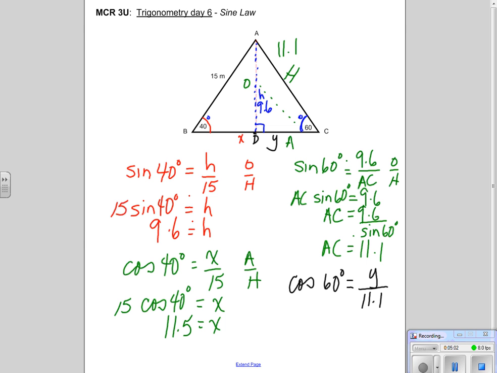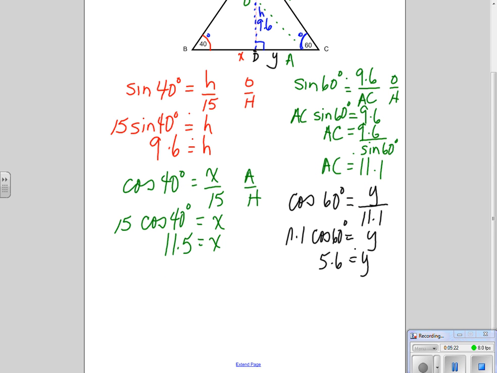I could have used tan and used opposite over adjacent. Y equals 11.1 approximately times cos 60, side y, 11.1 cos 60, 5.6. So the side BC is the 11.5 and the 5.6 added together. And I have rounded both of those.